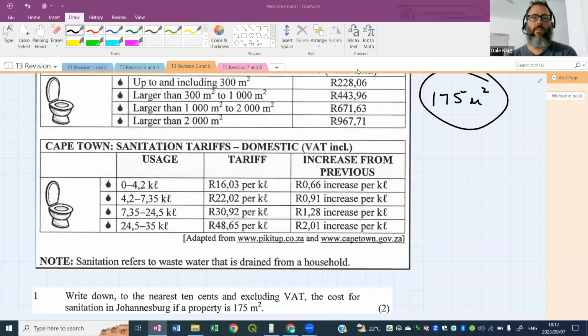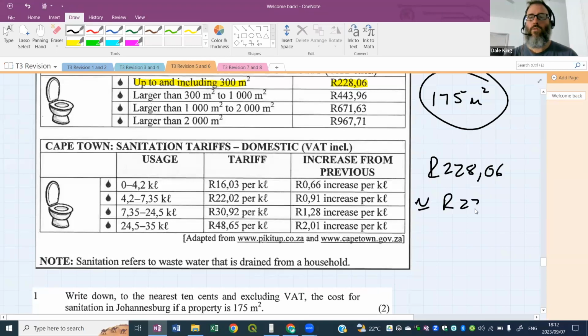228,10. Yes. So it's 175 meters squared, and this line here says up to and including 300 meters squared. So that's the bracket that we're working in. We are therefore looking at this tariff here, which is 228 Rand and 6 cents. But we need to round that off to the nearest 10 cents. So we will say 228,10. Easy peasy, money in the bag.